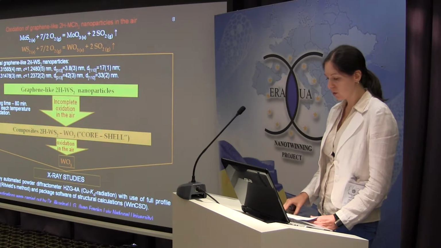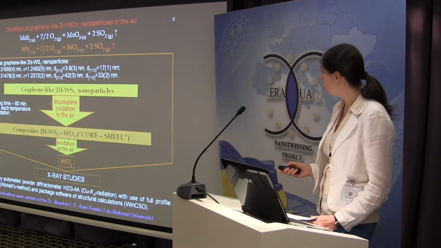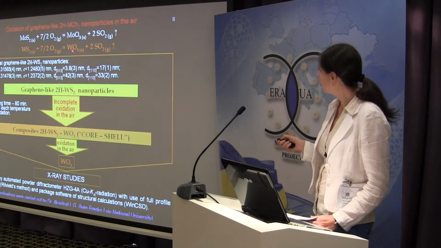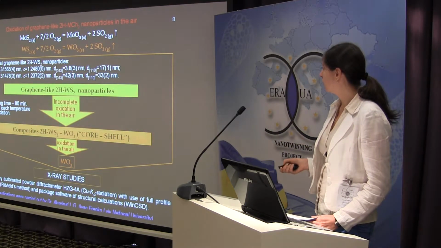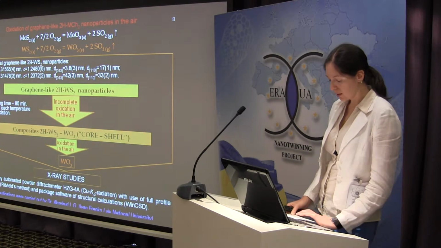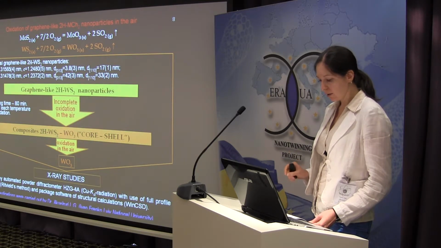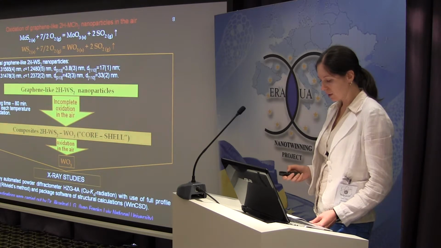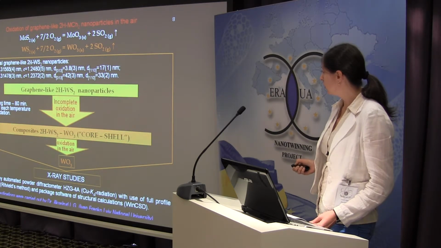And the result of X-ray studies of the oxidation products of graphene-like tungsten disulfide in the air established that oxidation leads to the formation of tungsten oxide, WO3. But if the oxidation is incomplete, we can obtain composites, and X-ray results show that products of incomplete oxidation of graphene-like tungsten disulfide in the solid phase are heterophases and contain tungsten disulfide like a core and tungsten oxide like a shell.